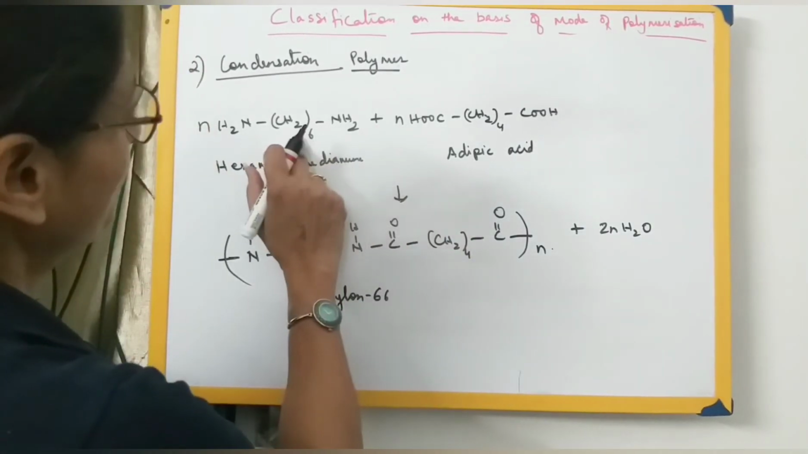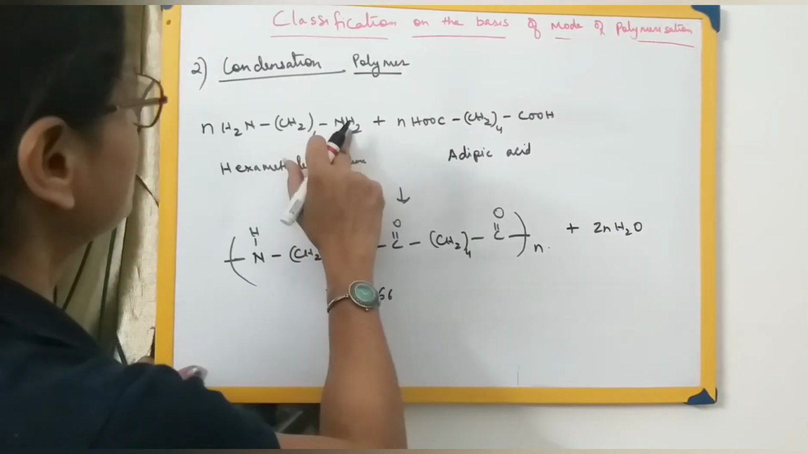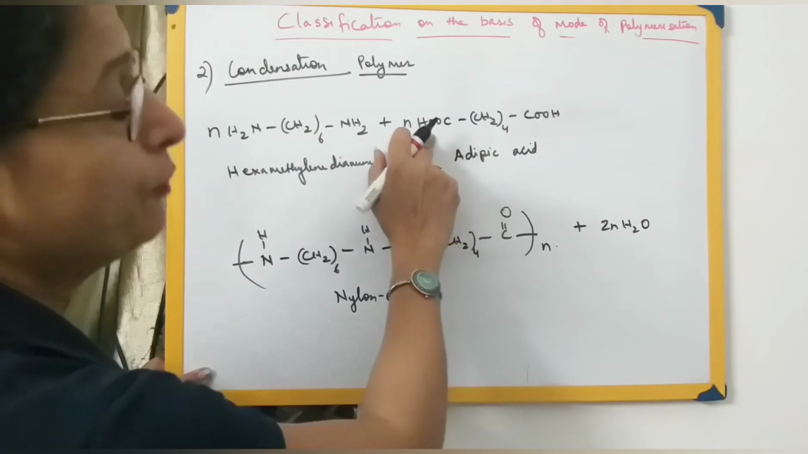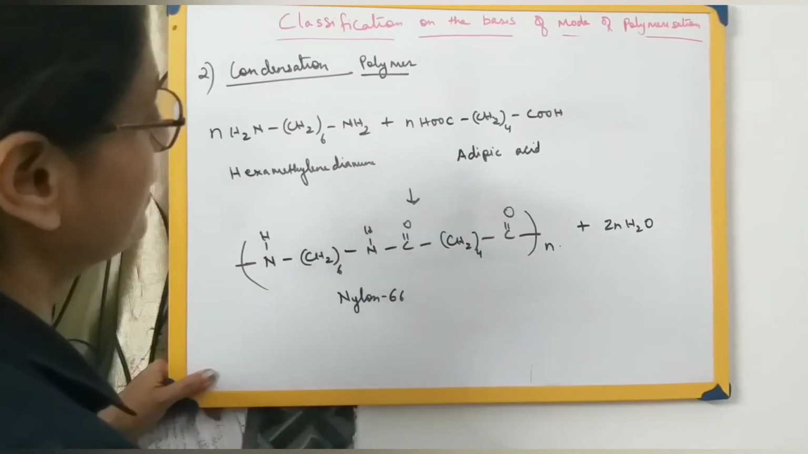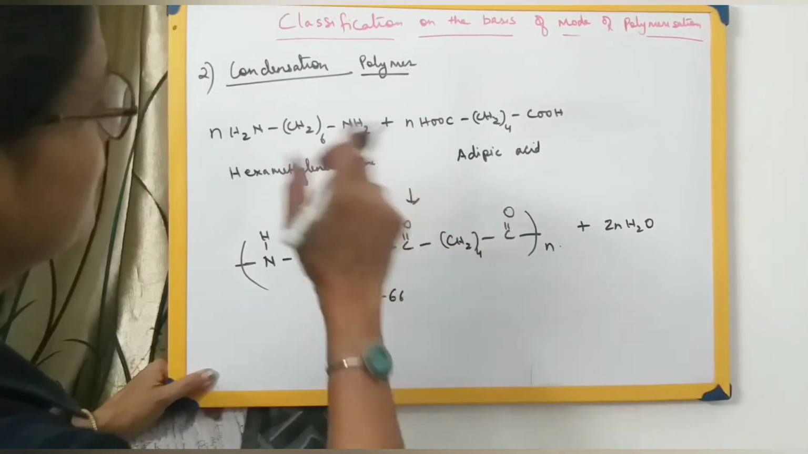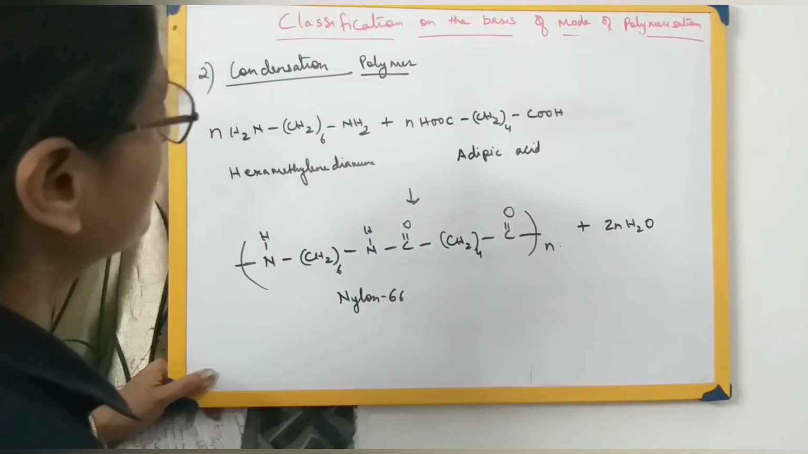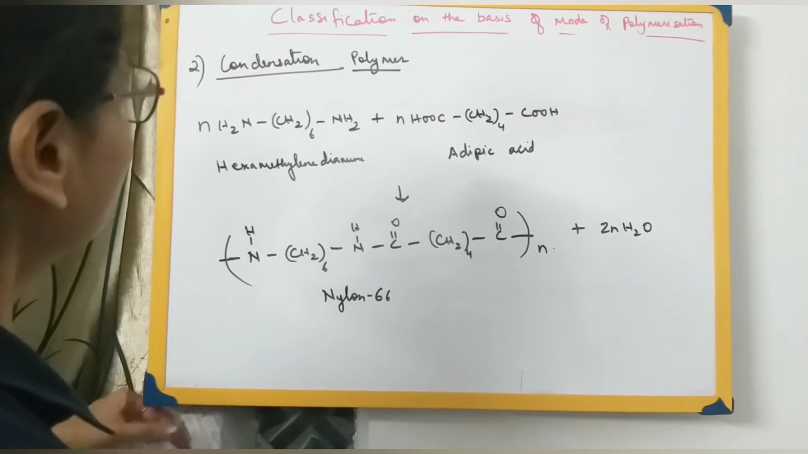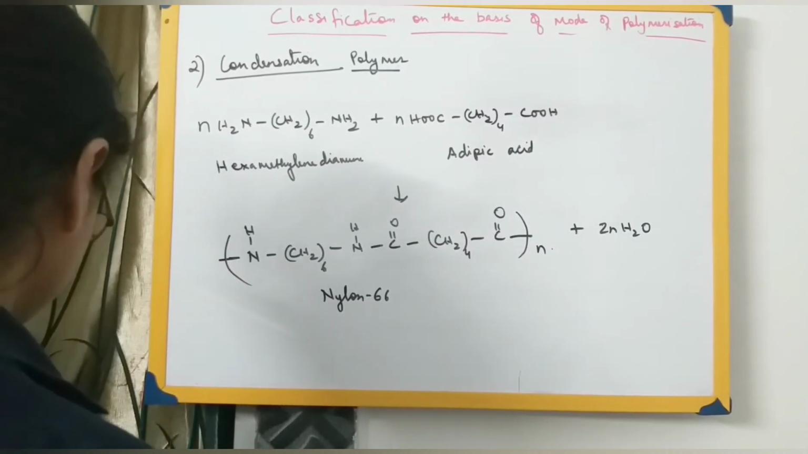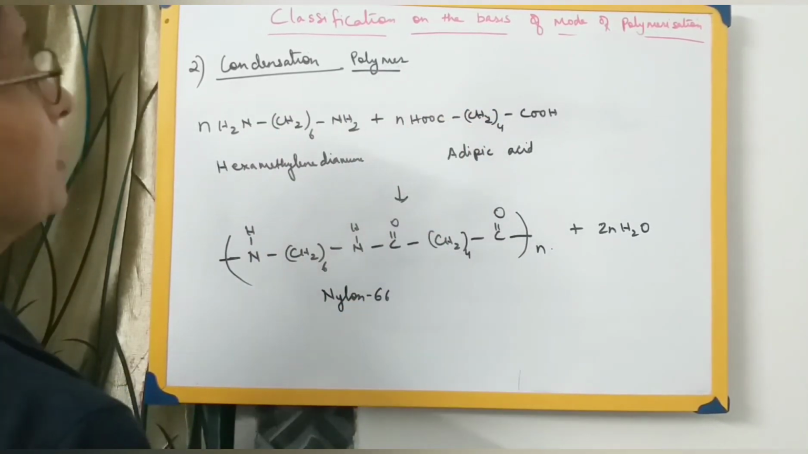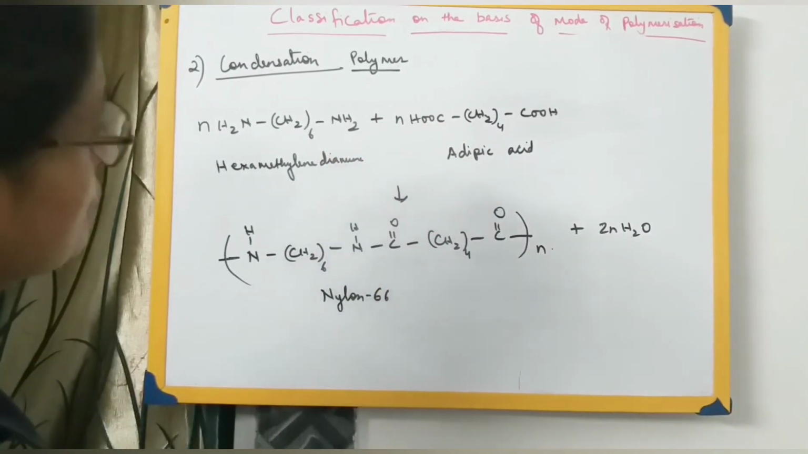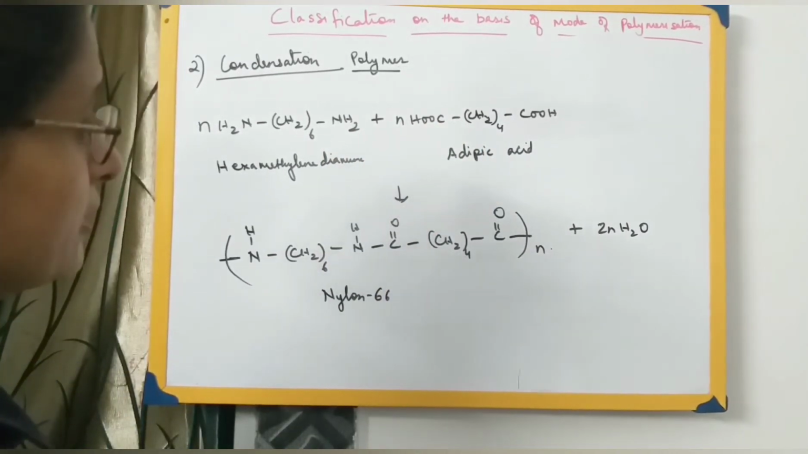Here is a monomer containing one functional group, that is NH2. Here is another monomer containing a carboxylic group, that is COOH. So a condensation reaction takes place between monomers which are bifunctional, that means they contain two or more functional groups. Here two functional groups are involved, and loss of water molecules takes place in the condensation reaction.